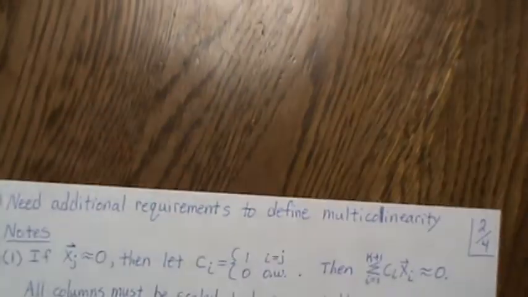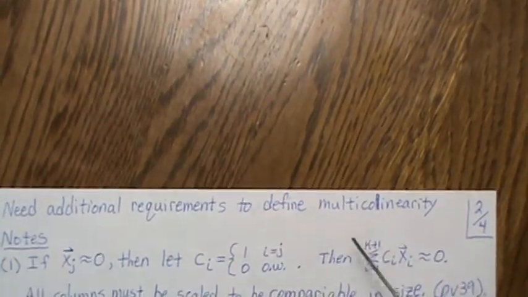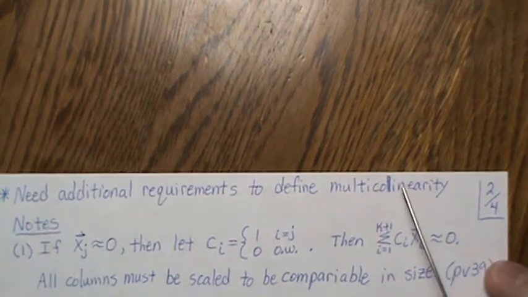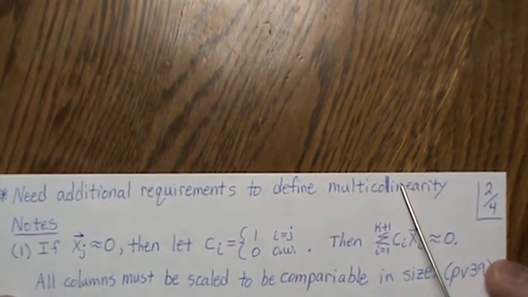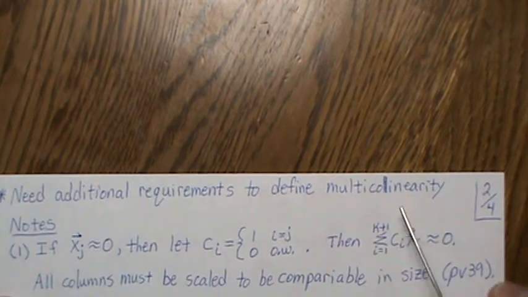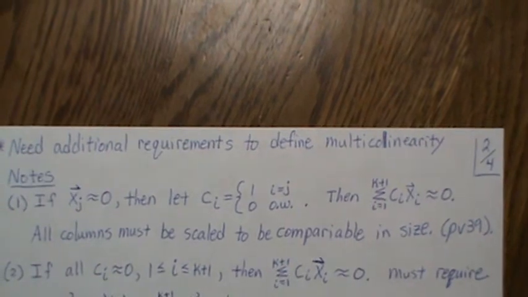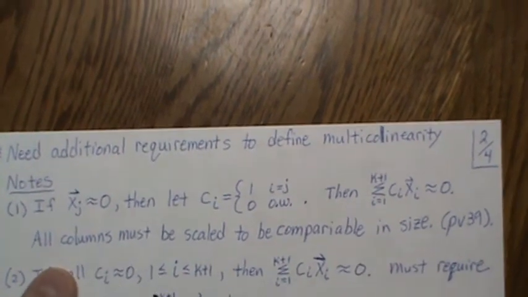So now we need some additional requirements to define multicollinearity in statistics. Like in mathematics, it's easy. They either are independent or they're dependent. There's no in between. But for us, we need more requirements, and I'll explain why we need them.